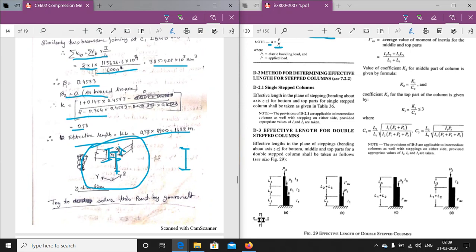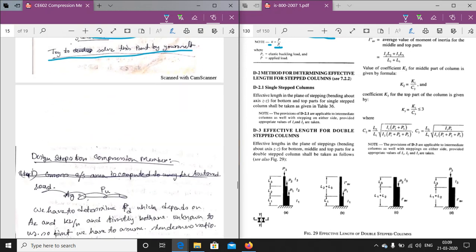Now I have determined the value in the z direction. Try to solve the problem by yourself. This is the y direction. Try to solve the y direction, determine the y direction. This will be your assignment. Try to solve this part by yourself, the y direction part.